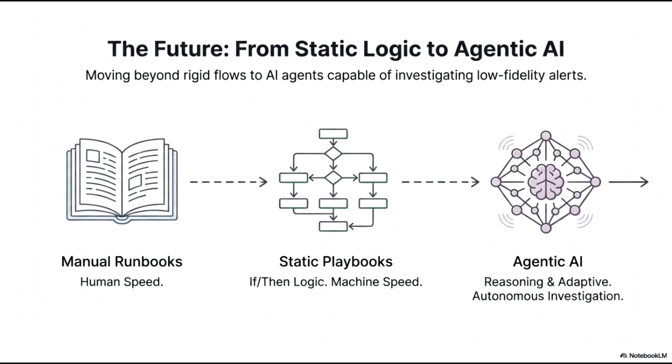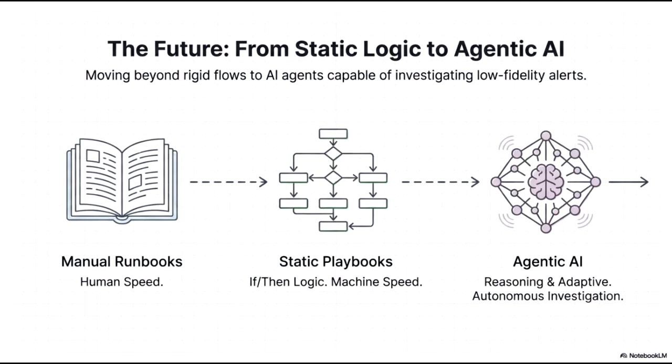The evolution of operational response is transitioning from static logic toward agentic AI, moving beyond rigid workflows to systems capable of investigating low-fidelity alerts. Historically, we relied on manual runbooks, which consist of documented procedures executed at human speed. While reliable, they are fundamentally limited by human throughput. To address this, we shifted towards static playbooks, utilizing if-then logic to achieve machine speed. However, these playbooks remain constrained by their predetermined paths, making them brittle when faced with unpredictable scenarios.